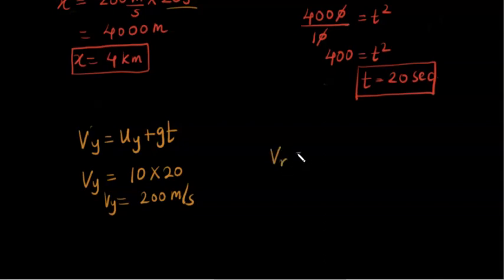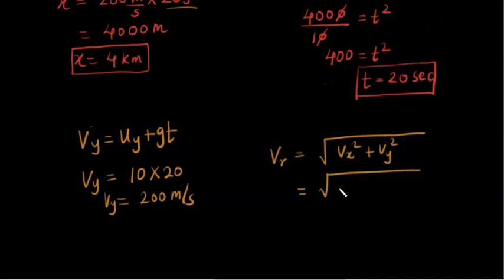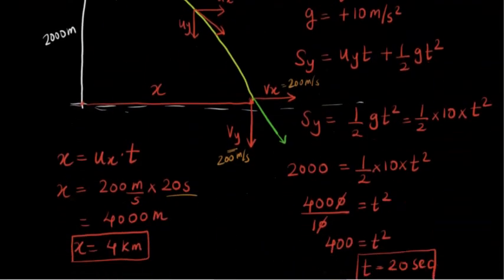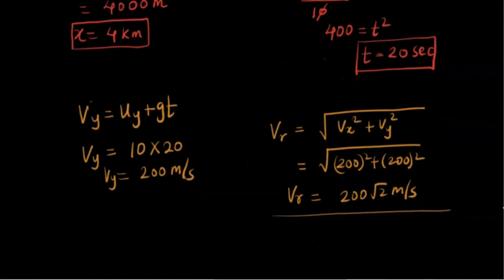So V resultant is equal to square root of Vx square plus Vy square. You can say Pythagoras theorem, or you can say it is the vector resultant, because Vx and Vy are at 90 degrees, so the term 2 Vx Vy cos theta will become 0. So this is a vector addition. This will be the square root of 200 square plus 200 square, which becomes 200 root 2 meter per second. So this is our resultant velocity. The velocity with which the bomb will hit the ground is 200 root 2 meter per second.